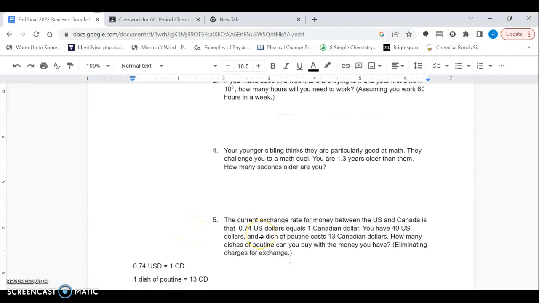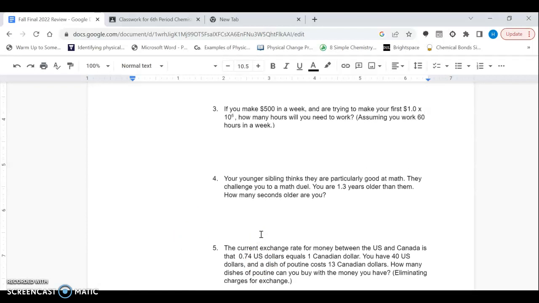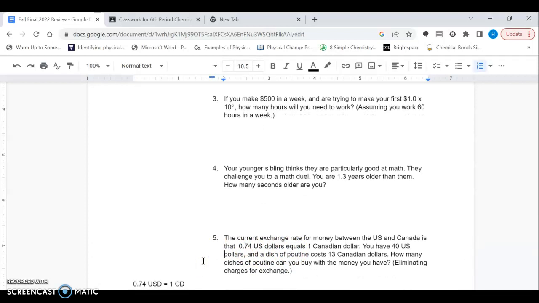The current exchange rate for money between the US and Canada is that 0.74 US dollars is equal to 1 Canadian dollar. Oh, wait a minute, equals, okay, that's a conversion factor, right? So again, first step, I'm going to write that conversion factor on the side. It's going to help me organize my thoughts and get going on the problem. All right, you have 40 US dollars. Okay, well, this one's not equal to anything.